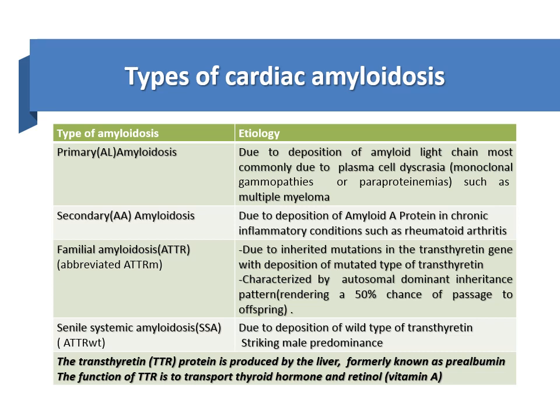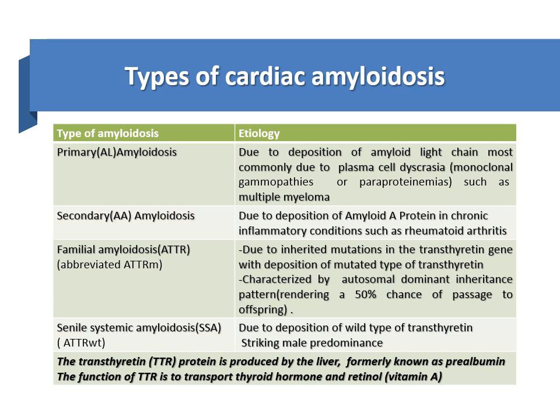The third type, which is the familial or hereditary amyloidosis, is due to inherited mutation in the transthyretin gene with deposition of mutated type of transthyretin, and it is characterized by autosomal dominant inheritance pattern, rendering a 50% chance of passage to the offspring. The last type is the senile systemic amyloidosis, and it is caused by deposition of wild type of transthyretin with striking male predominance. What is the transthyretin protein?